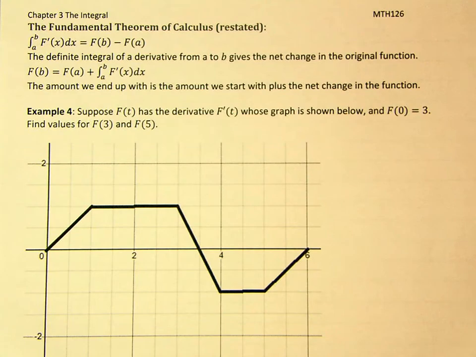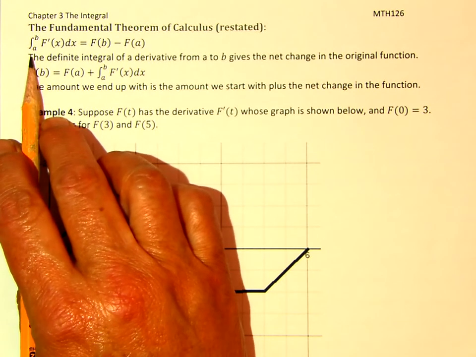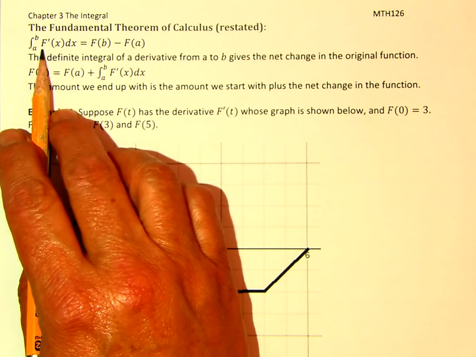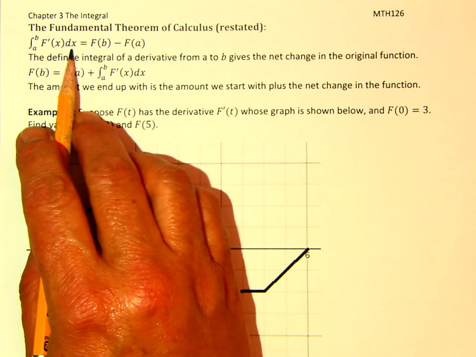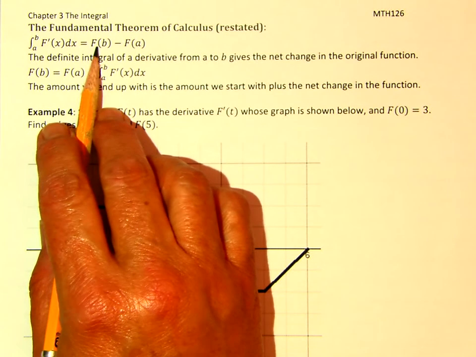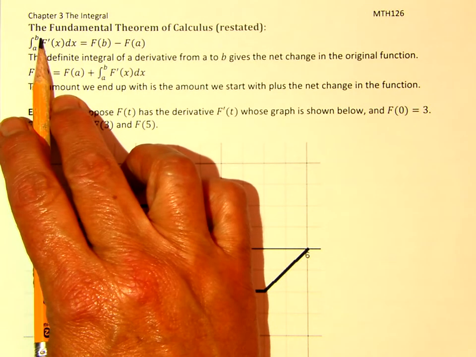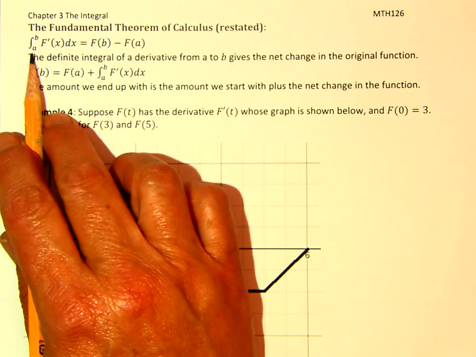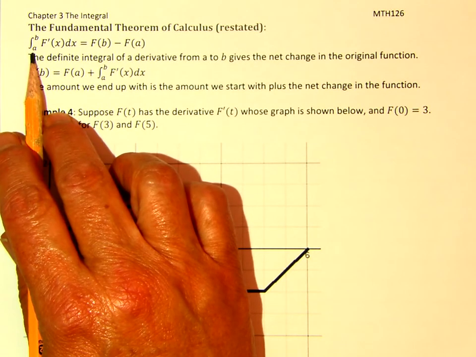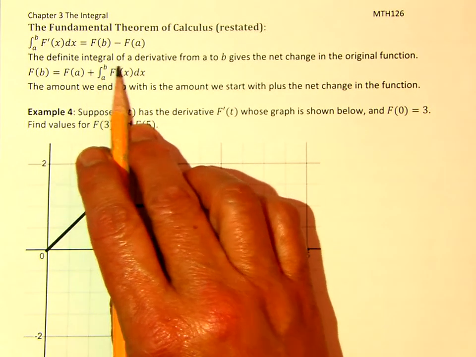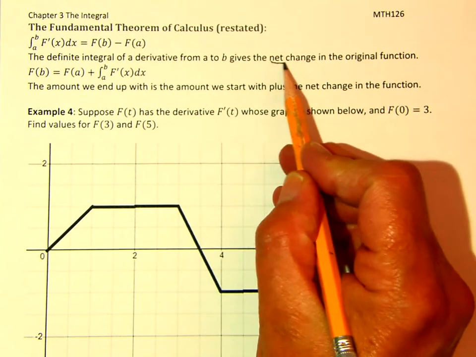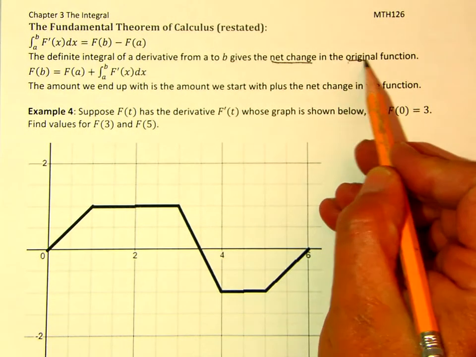The fundamental theorem of calculus restated. We said on the previous page the integral from a to b of capital F prime of x dx is F evaluated at b, the upper limit of integration, minus F evaluated at a, the lower limit of integration. The definite integral of a derivative from a to b gives the net change in the original function.